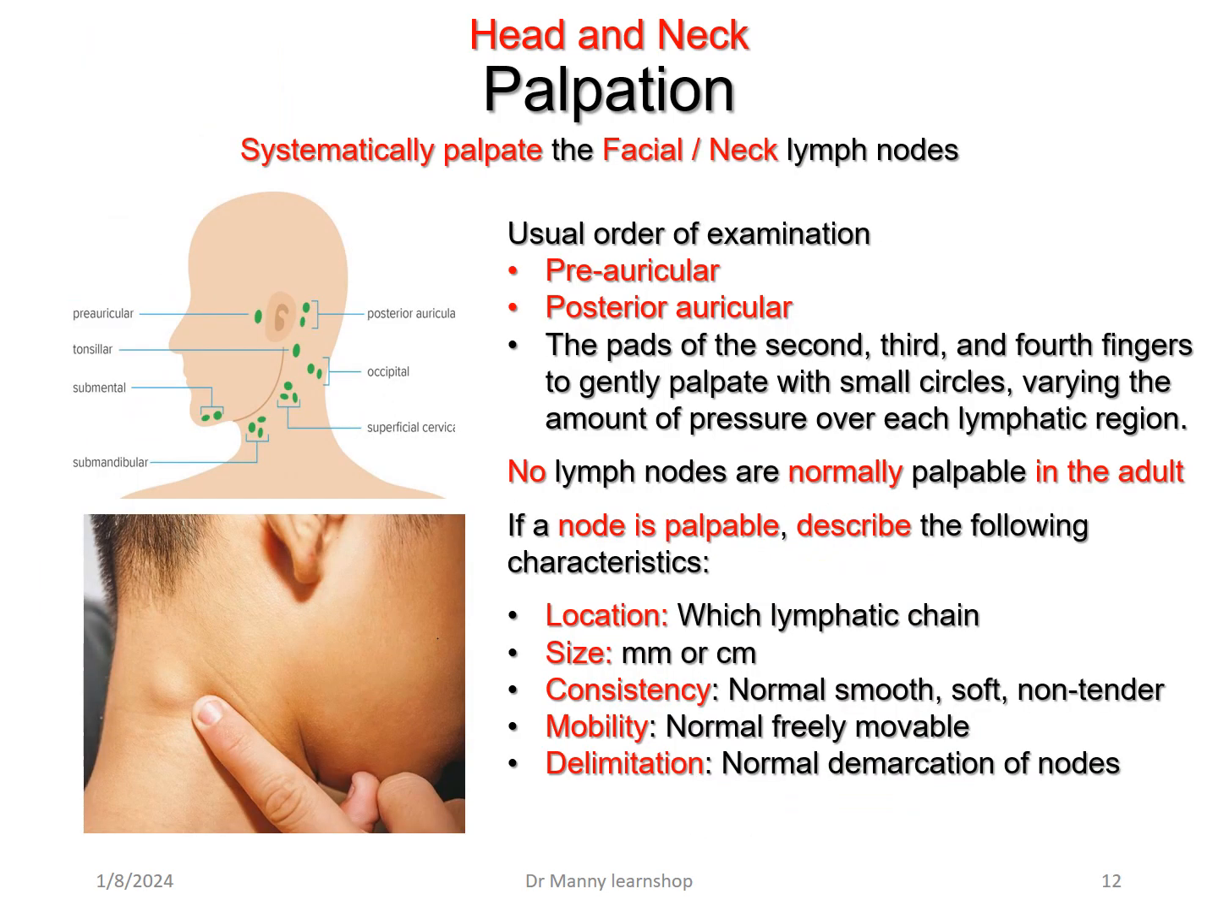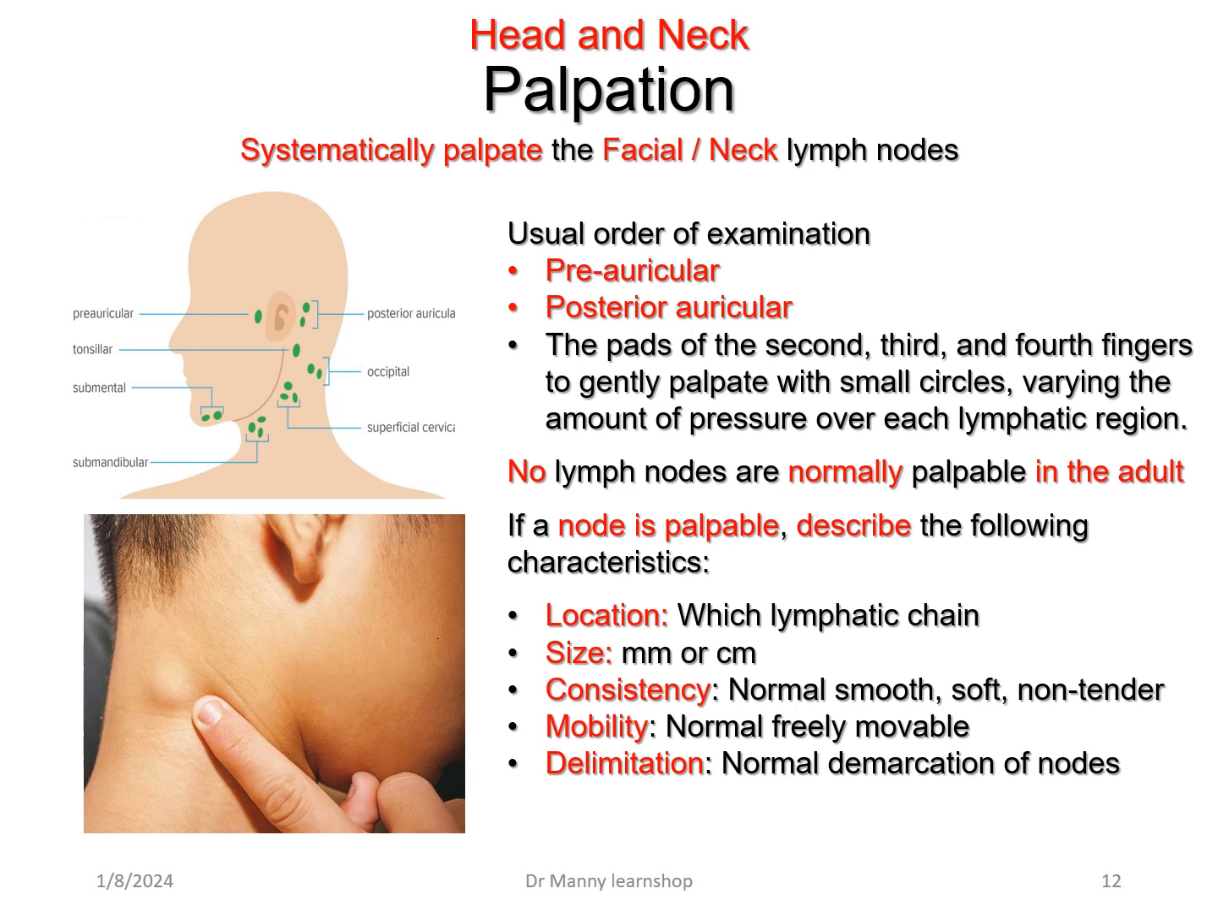Palpation also involves systematically palpating the facial and neck lymph nodes, and the usual order of the examination is preauricular, preauricular being before the ears, and postauricular being behind the ears. And the pads of the second, third and fourth fingers are used to gently palpate with small circles and varying amounts of pressure over each lymphatic region. However, typically no lymph nodes are normally palpable in the adult.